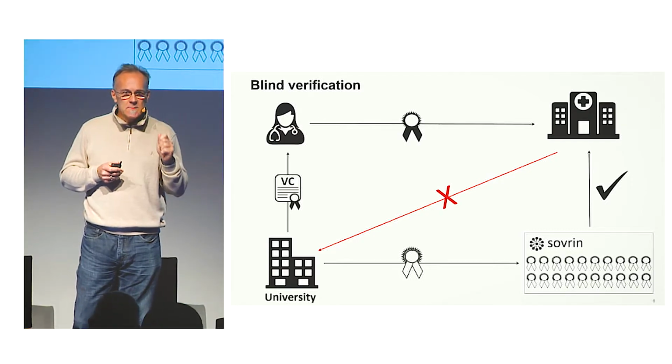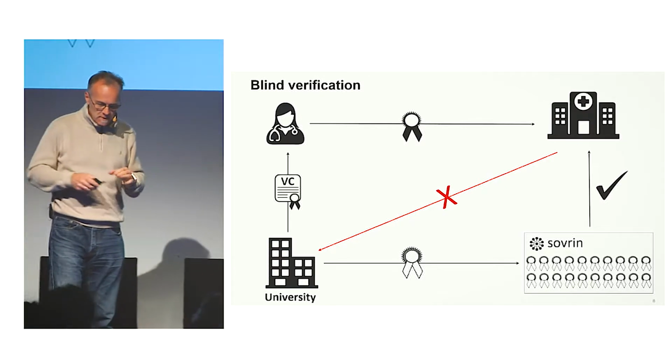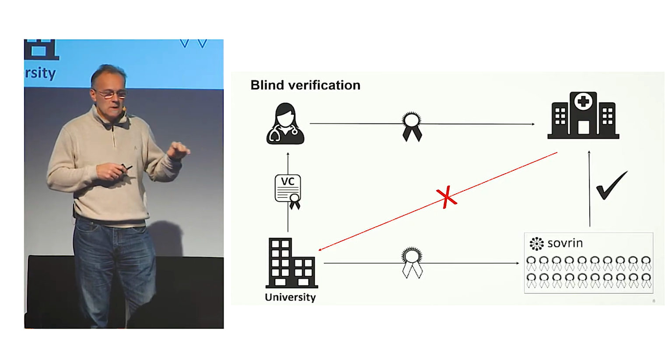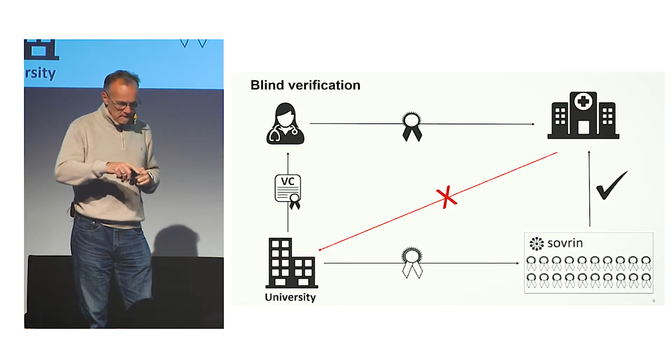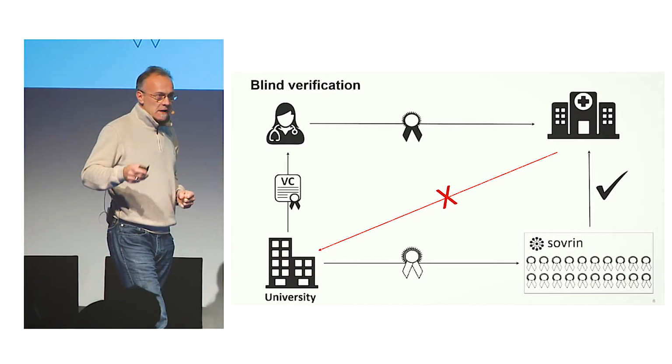What's interesting is this happens without ever contacting the university which issued the claim in the first place. And that's a key element to privacy, right? So you can do that as many times as you want, and the university doesn't come into play. And by the way, it also means that if the university was ever to go away, it's okay, because as long as the network still runs, the keys can be found there, and the verification can still be done.